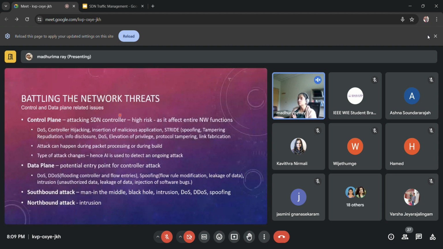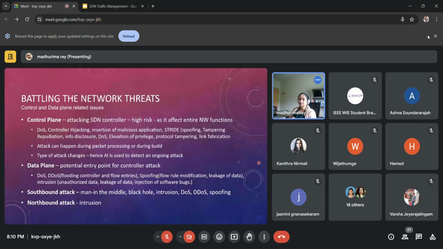So you can do a man-in-the-middle attack, black hole attack, intrusion. One of the things you can do is see the communication going on between these two interfaces, between the controller and the control plane and the data plane. You look into that, you'll see what's going on, and you take that information, collect whatever information is needed, and then start exploiting it. If you see there is a gap that you can use in your attack process, then you would use that.